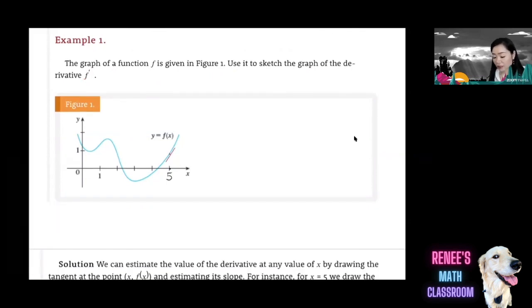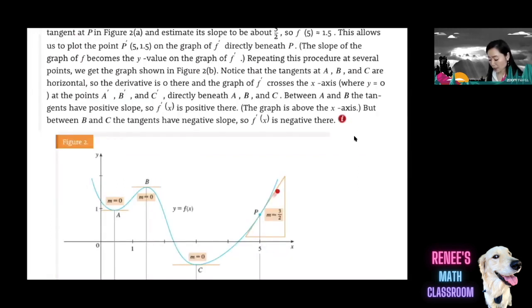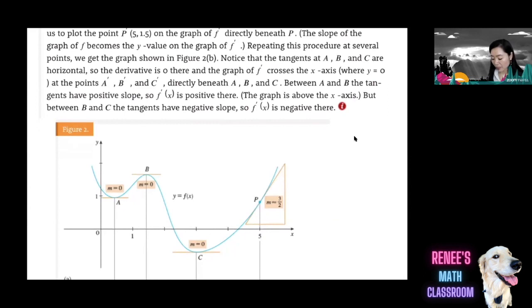So remember, the derivative f prime corresponds to the slope of the tangent. So we draw a tangent line when x equals 5 at this point P. We estimate the slope of this tangent is about 3 over 2. Now we can pick other points on this graph. For example, notice that at these points A, B, and C, the tangent lines are horizontal. So the derivative is going to be 0 here, here, and here. The slopes of the tangent lines are equal to 0. The slope of the tangent line here is about 3 over 2.